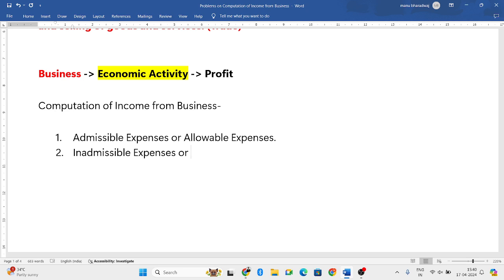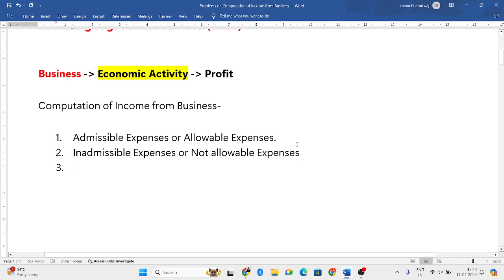The second item is inadmissible expenses or not allowable expenses. That is, those expenses we cannot show. According to the income tax rules, we cannot treat that as an expense.